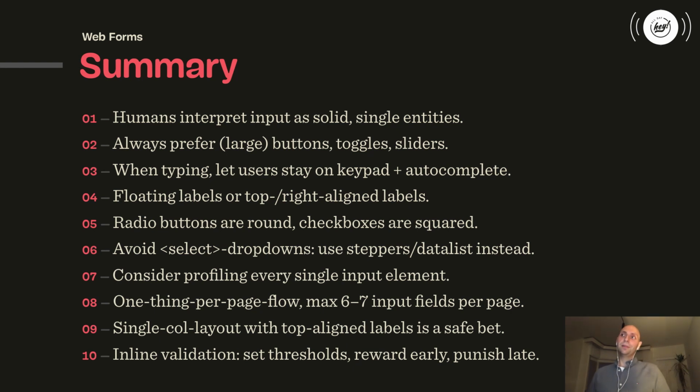And when it comes to single inputs, also avoid select dropdowns and maybe use steppers and data lists instead. Single column layout with top aligned labels is always a safe bet, right? So you can always get everything right in there. And then when it comes to inline validation, set thresholds, reward early, and punish late, right?